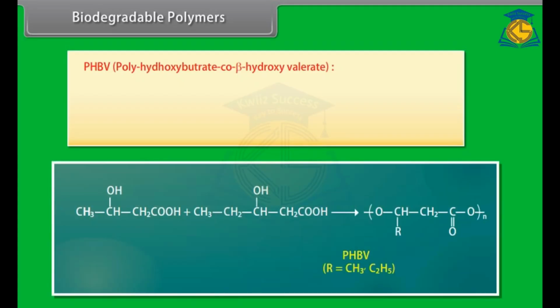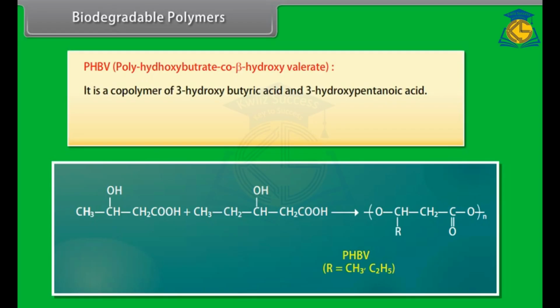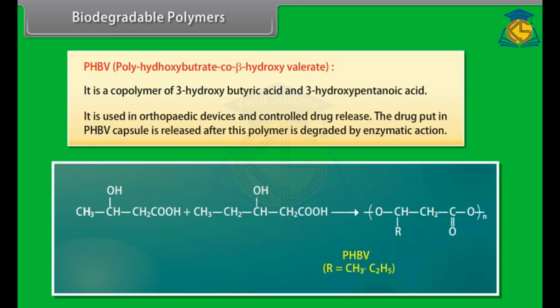Poly-beta-hydroxybutyrate-co-beta-hydroxyvalerate, or PHBV. It is a copolymer of 3-hydroxybutyric acid and 3-hydroxypentanoic acid. It is used in orthopedic devices and controlled drug release. The drug put in a PHBV capsule is released after this polymer is degraded by enzymatic action.